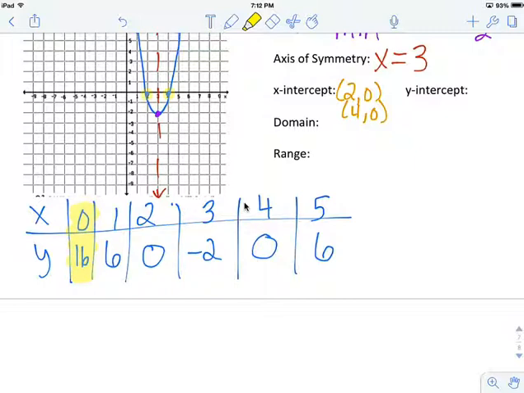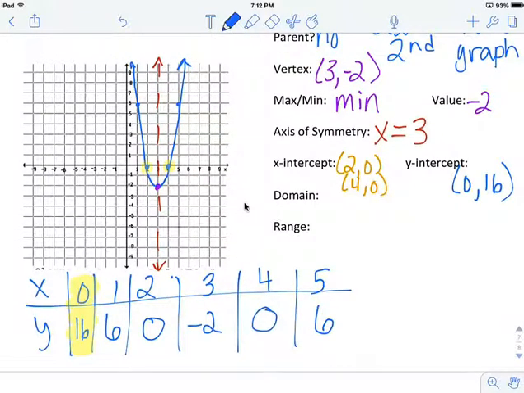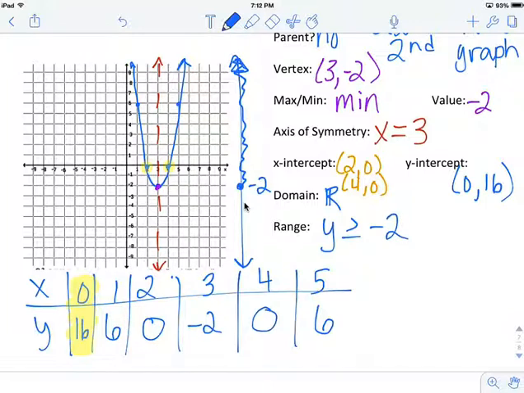The reason we know that is because the y-intercept is always where x is 0. When x is 0, y is 16. So even if you can't see the y-intercept, you still have to label it based off of the table. Now, my domain goes left and right forever, so all real numbers. And my range starts at -2 and goes up forever. So y is greater than or equal to -2.